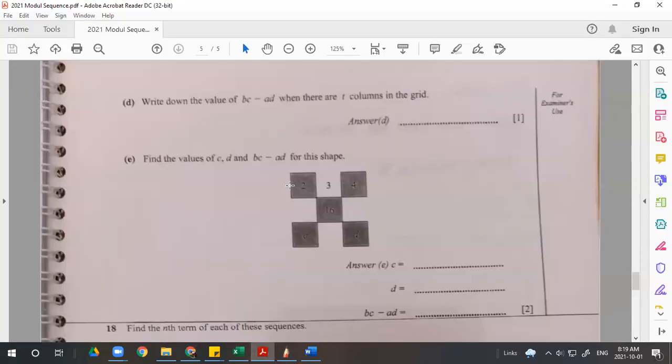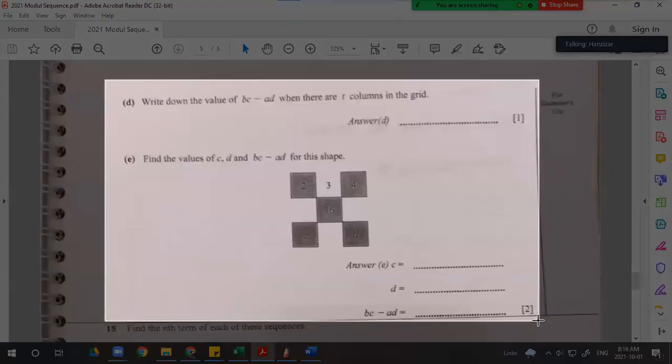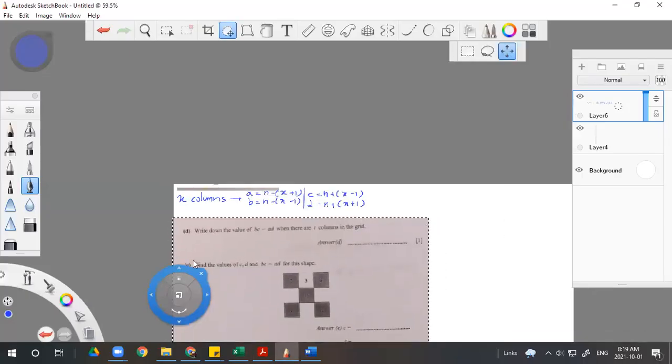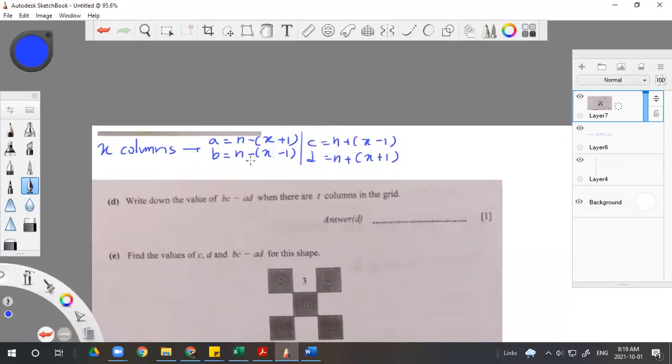So, we can do this part. Write down BC minus AD where T is the column. Oh, they use T. Okay, just change the N to T. BC, B means N. Change this to T. The X becomes T. Yes, put X as T.